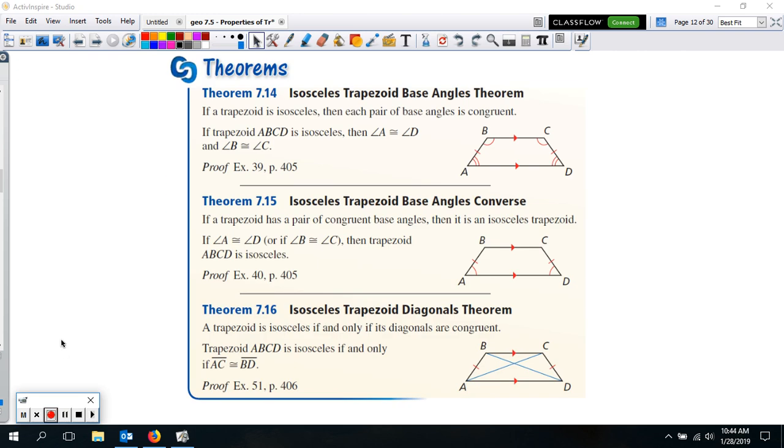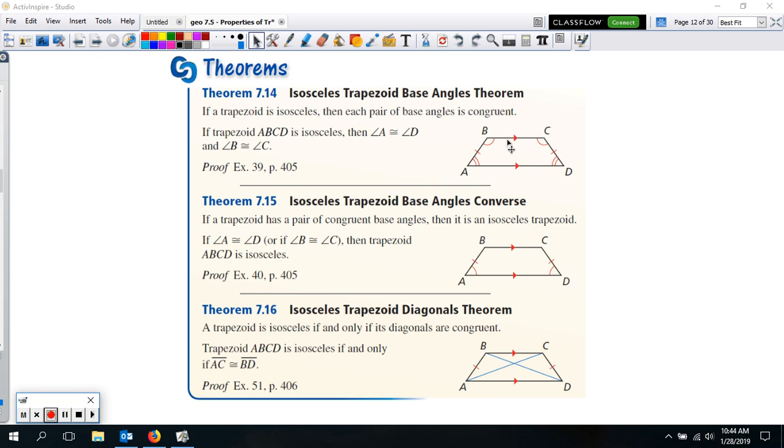Now, speaking of isosceles trapezoids, they have properties assigned to them. A regular trapezoid doesn't really have any particular properties other than the definitions we've already gone through, but an isosceles trapezoid also has these theorems. The isosceles trapezoid base angles theorem says that if it's an isosceles trapezoid, the base angles are going to be congruent. So your base angles at the bottom are going to be congruent to each other.